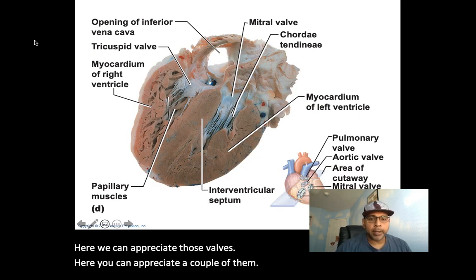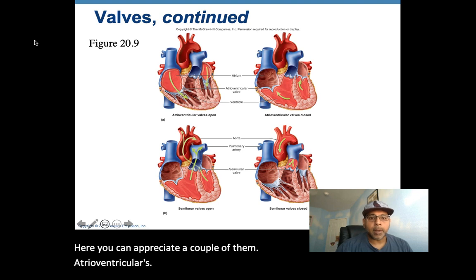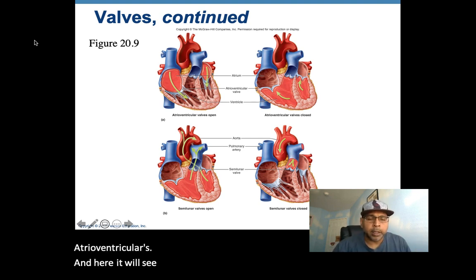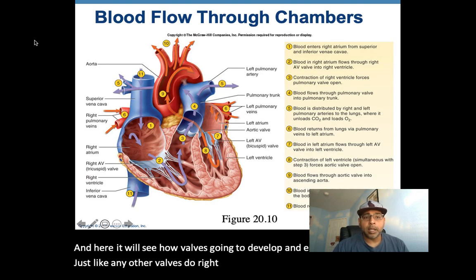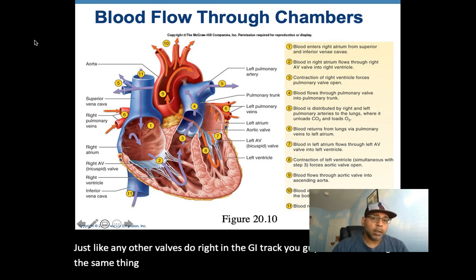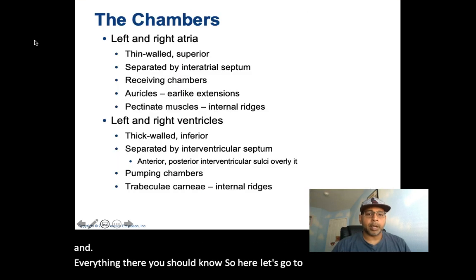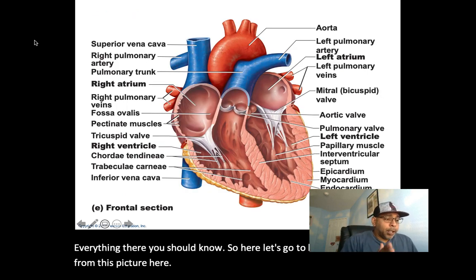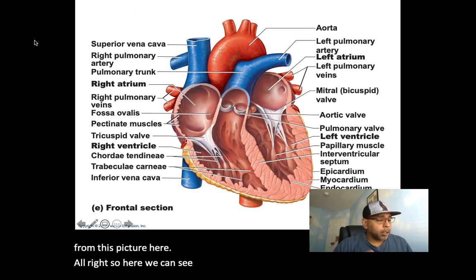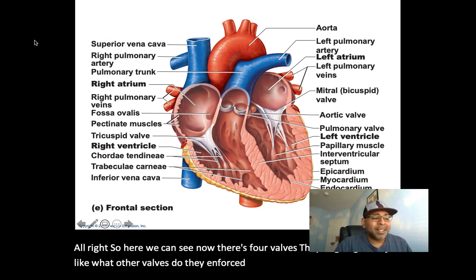The atrioventriculars. And here we'll see how the valves enforce blood flow, just like any other valves do. In the GI tract, you saw valves doing the same thing as well. So here's all the blood flow through the chambers that you should know. Let's look at these valves from this picture. There are 4 valves, and they do just what other valves do: they enforce flow. Here they're enforcing blood flow through the heart.